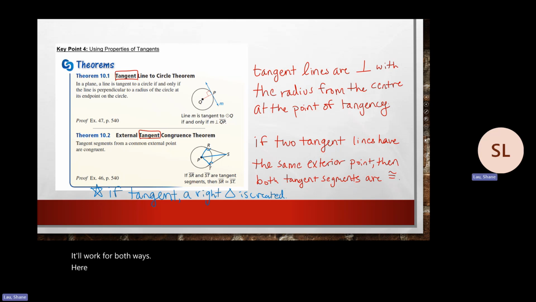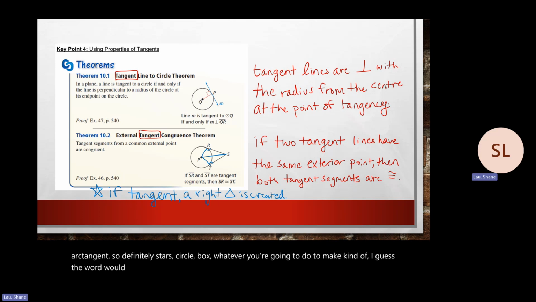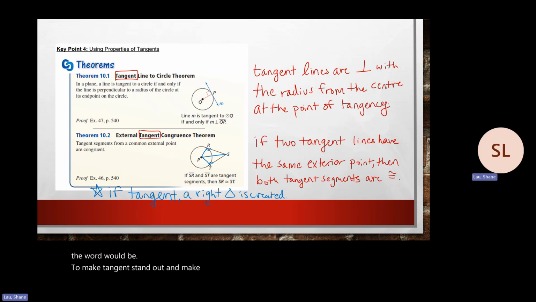Here's a bunch of stuff that you should write down in your notes. Definitely the red and blue. Something to look at about these theorems, though, is that both theorems are talking about tangent. So definitely star, circle, box, whatever you got to do to make tangent stand out. Okay, make sure that you know this is about tangents.